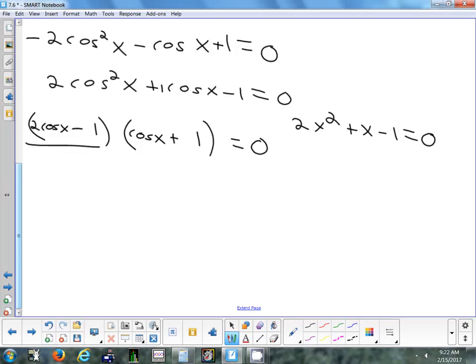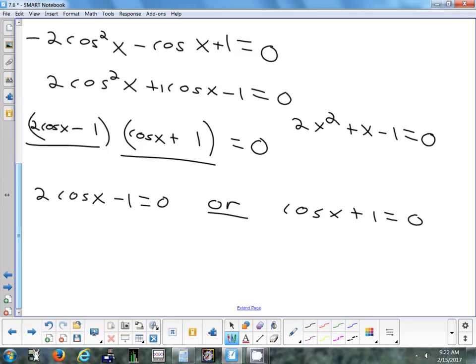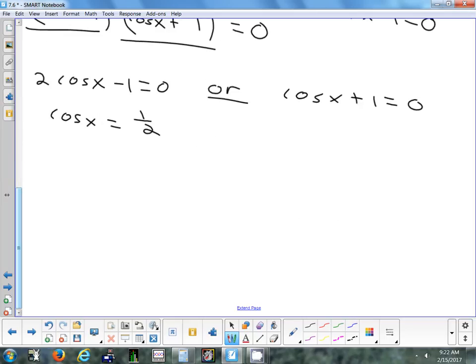Okay. Next, what do I do with each thing that I just underlined? Set them each equal to 0. Or cosine x plus 1 equals 0. Okay. What do you get here if you get cosine x by itself? Cosine x would equal 1/2. And how would I get x by itself? Inverse. Yep. Inverse cosine.